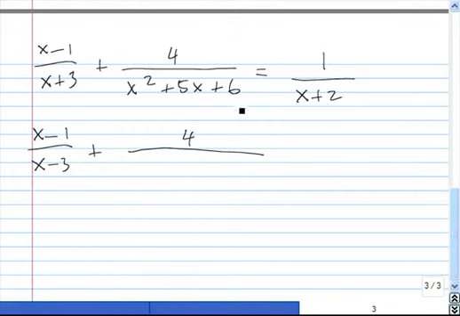x squared plus 5x plus 6 factors as an x in the first slot, plus and plus here mean plus and plus here. And finally, two numbers whose product is 6, 3 and 2 are the ones that we want, so we get a middle term of 5x.